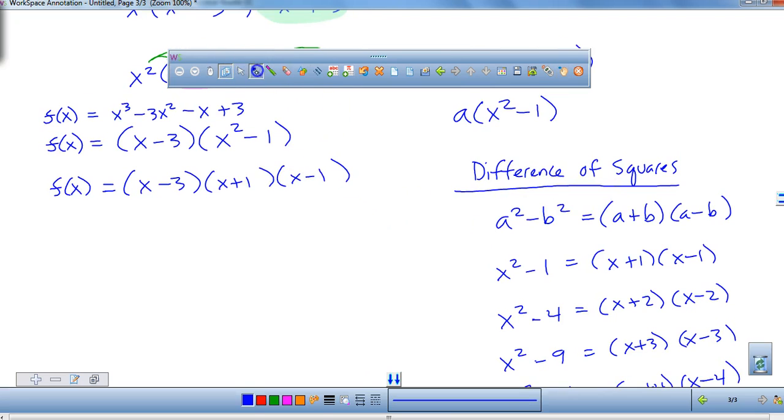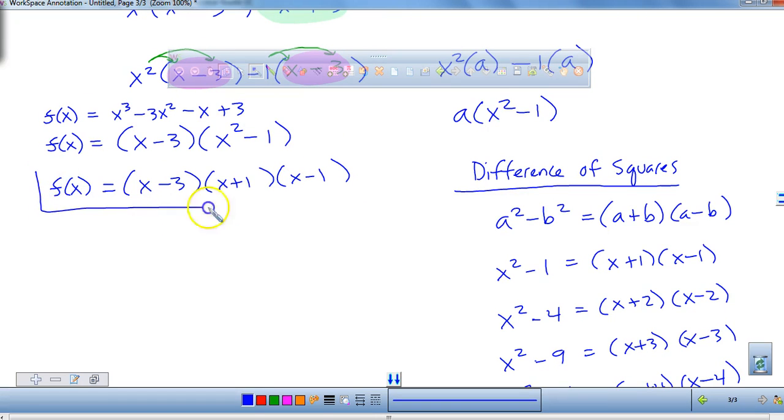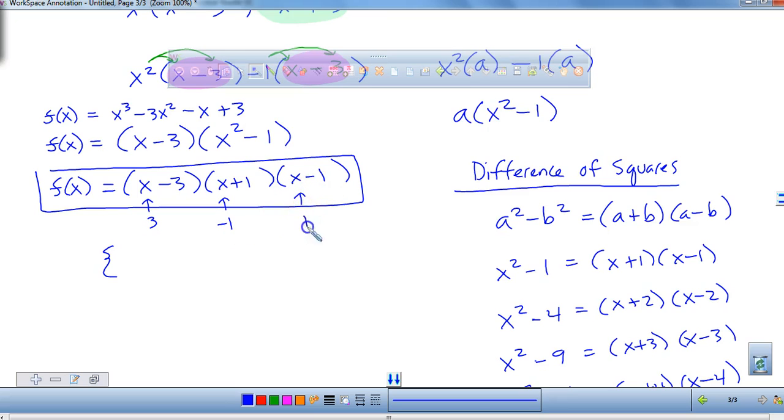So this is our final function, totally 100% completely factored. Now what are my real zeros? What number minus 3 gets me to 0? 3. What number plus 1 gets me to 0? Negative 1. And what number minus 1 gets me to 0? Positive 1. So my final answers for my solution set are negative 1, positive 1, and 3. Now we didn't use the graphing calculator at all. We just factored this by hand.